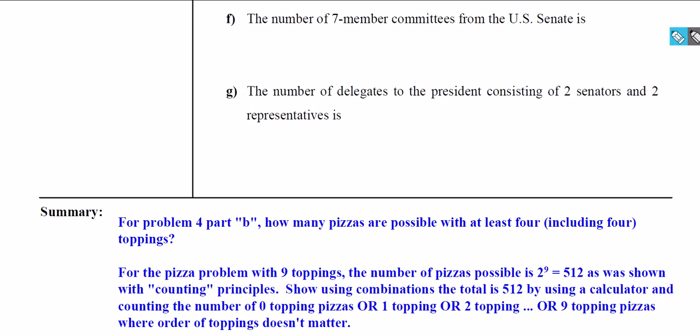Well, does it matter in what order these toppings came? So technically, even though we did this problem 2 weeks ago, it is a combination problem. So I'm asking you to use combinations to get that same answer of 512. And count how many pizzas there are with 0 toppings, or 1 topping, or 2 toppings, or all the way to 9 toppings. And if you were to add those up, you might get 512. Try it out. It's good for you.